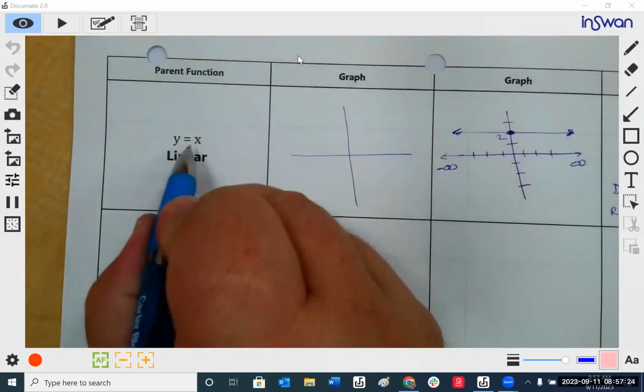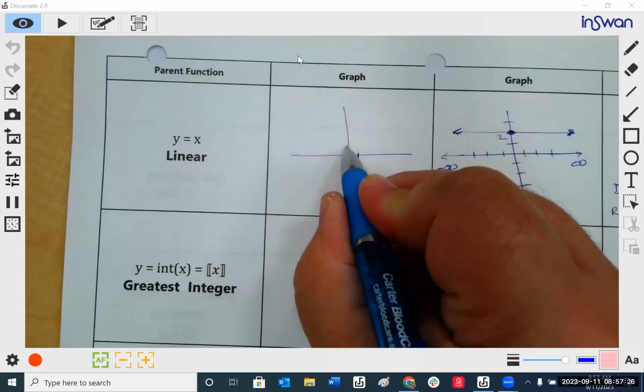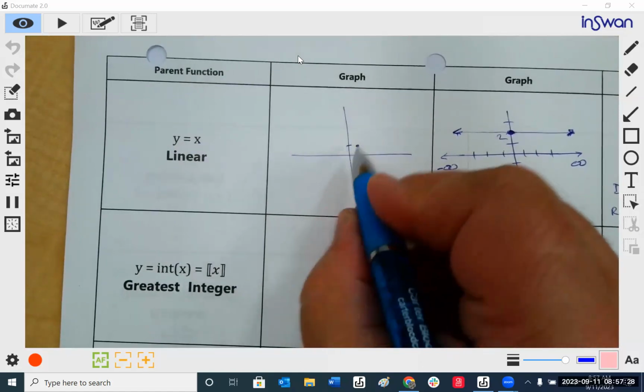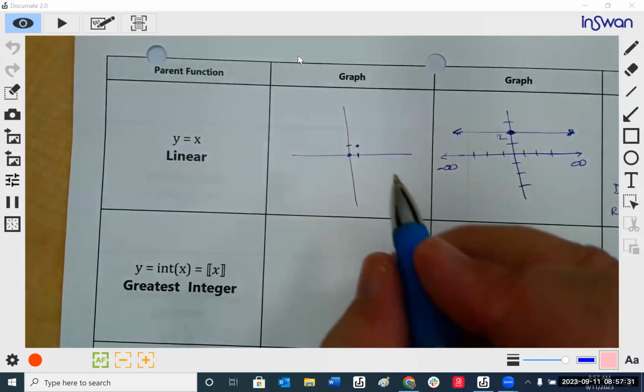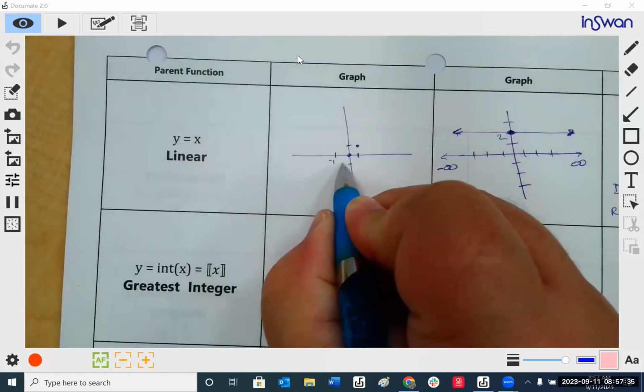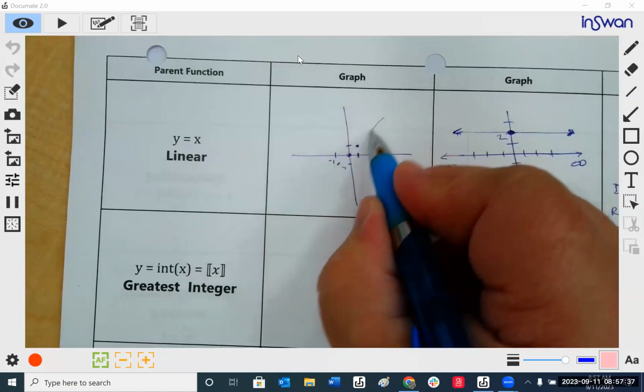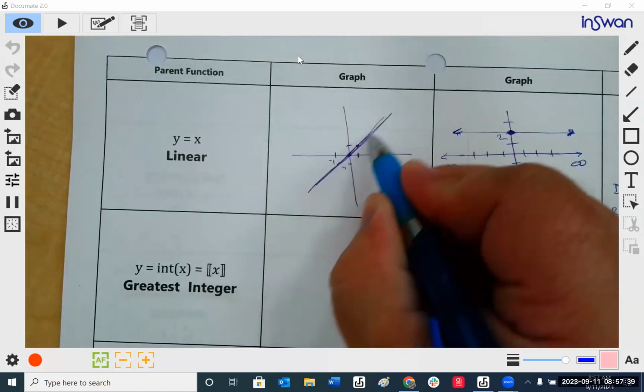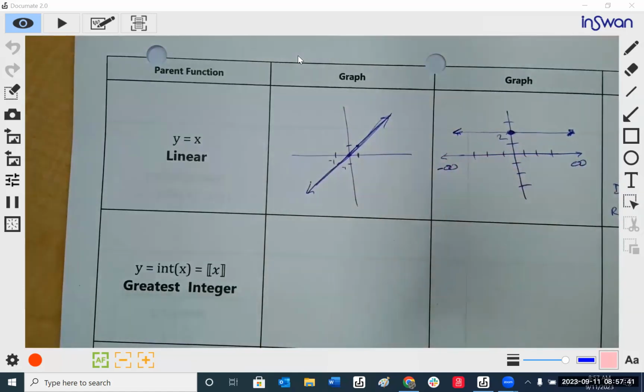This equation, when x equals 1, y equals 1. When x equals 0, y equals 0. When x is -1, y equals -1. So that equation is a 45-degree angle line through the middle, through the origin.